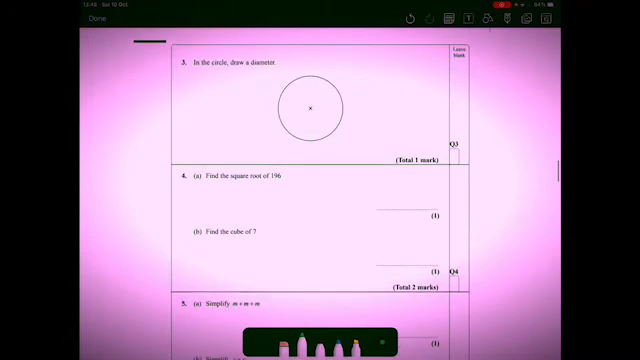Question 3. In the circle, draw the diameter. Okay, that's as neatly as I can do freehand, D all the way across. A couple of little bits of revision points here, if it's a value, that's a chord. And from the center to the edge is the radius, okay? But we're after this line all the way across here.